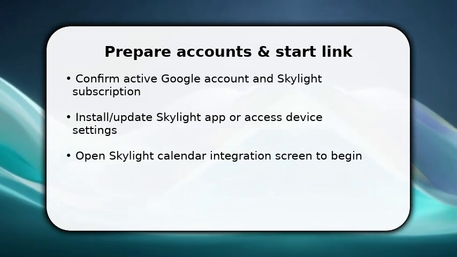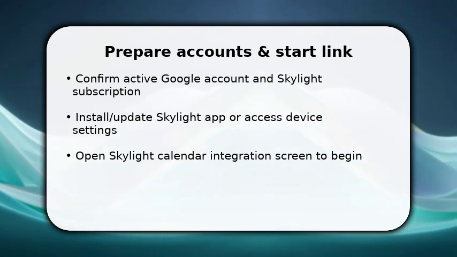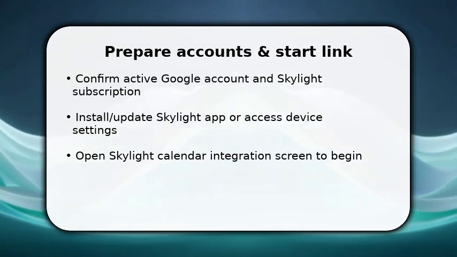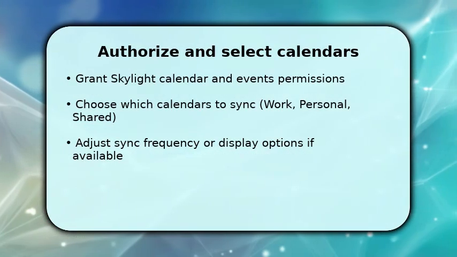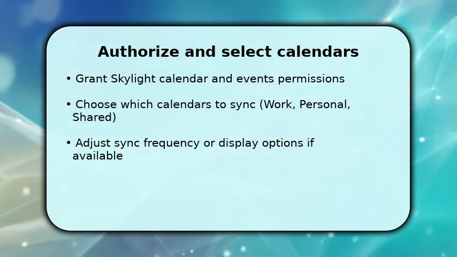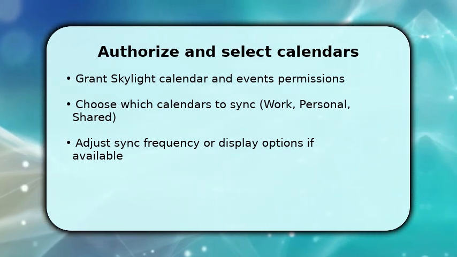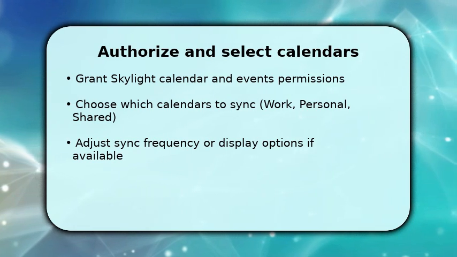Tap Add Calendar or Connect Google to start the OAuth flow and present the Google sign-in screen. You'll now complete the authorization. Grant Skylight permission to view and manage calendars so events can appear. After signing into Google, select specific calendars to sync. This reduces clutter and keeps private calendars out.